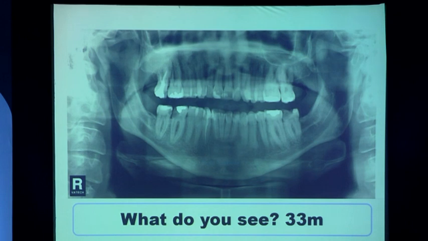And then again, 33-year-old male. What is it that you see? Okay, positional artifact. Okay, what else? You see the cervical vertebra on either aspects. Okay, what else?